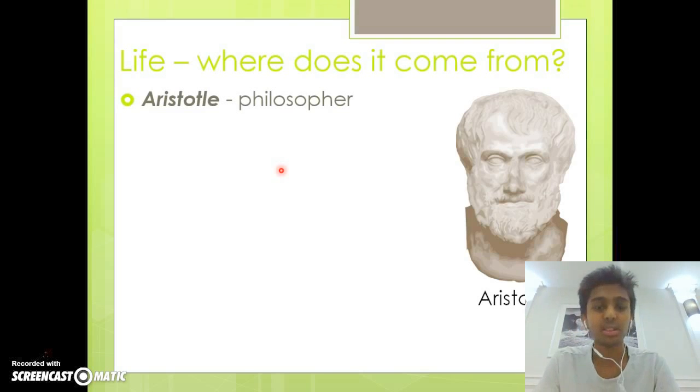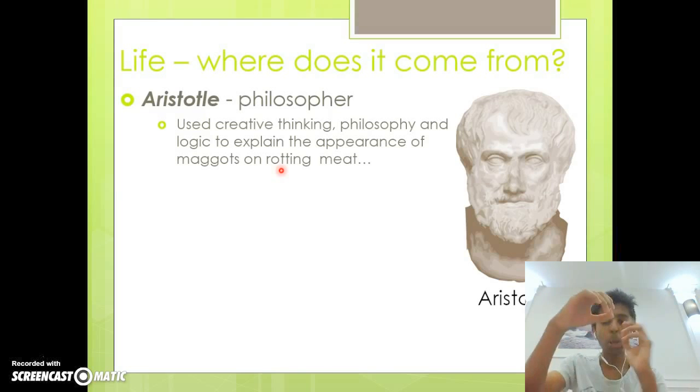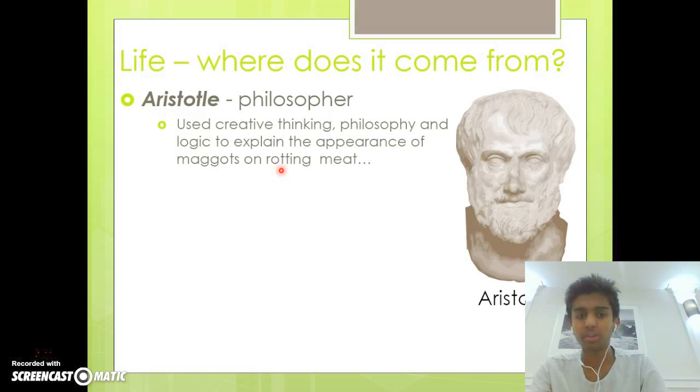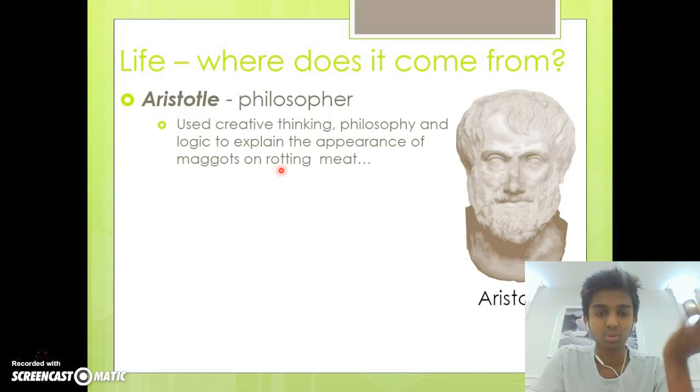So, where does life come from? It was first described by Aristotle. This guy was a tryhard way back who described and tried to do everything. But they call him a philosopher. I don't even know why. He used his creative thinking and logic to explain the appearance of maggots on rotting meat. When meat was left alone in its environment, maggots would form on top, and people were wondering why. And this guy came up with this idea called spontaneous generation.